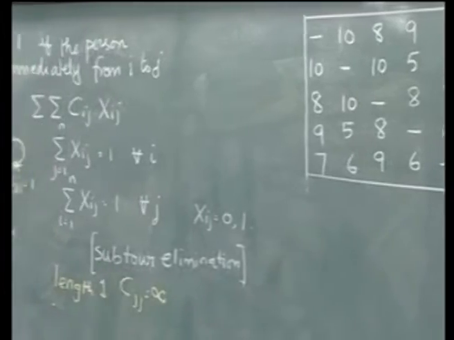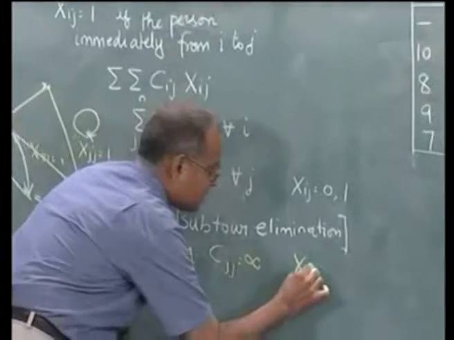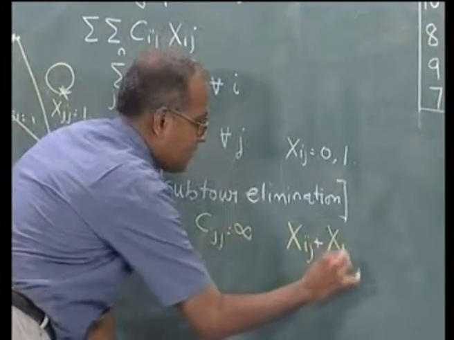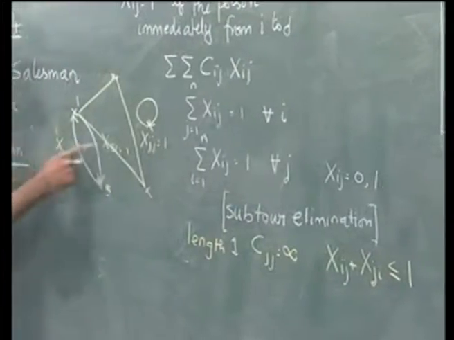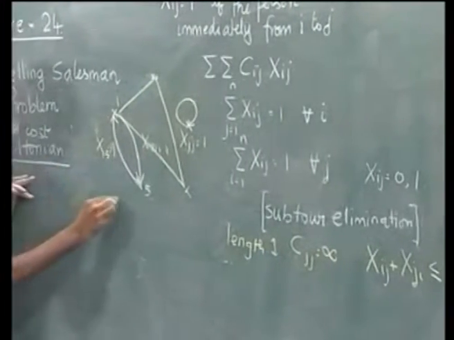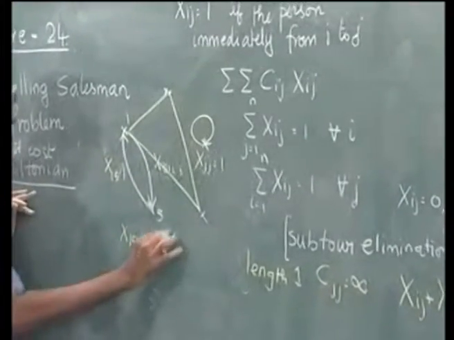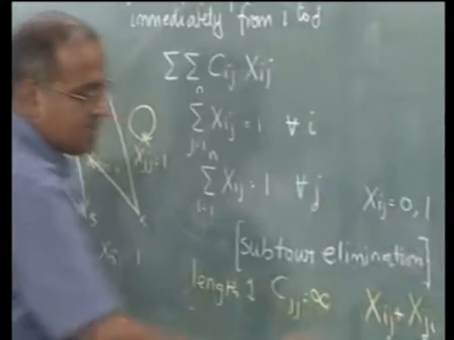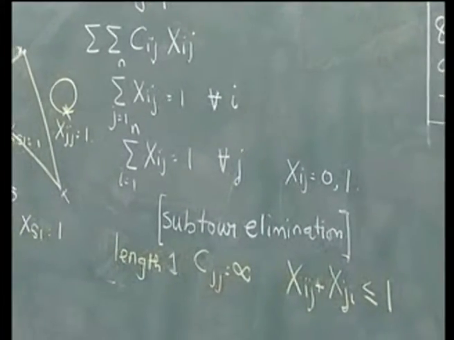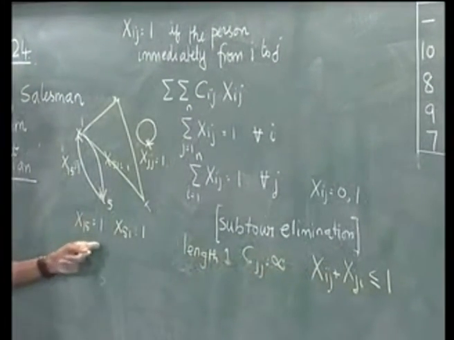Now, we want to eliminate subtours of length 2. So, we need to add a constraint of this type, xij plus xji is less than or equal to 1. Now, what does this constraint do? If we look specifically at this pair, if this subtour exists, then x15 equal to 1 and x51 equal to 1, which means xij plus xji would be equal to 2. So, the moment we add this constraint, it will make sure that this situation does not happen.